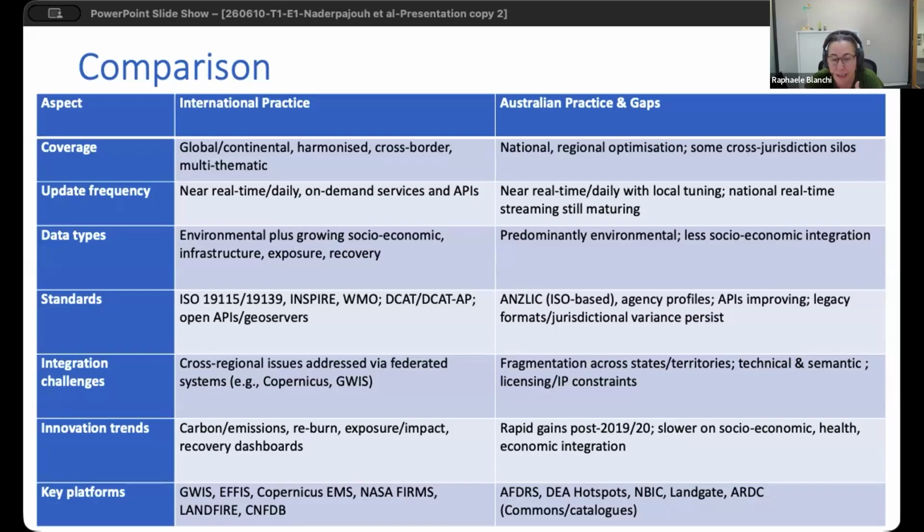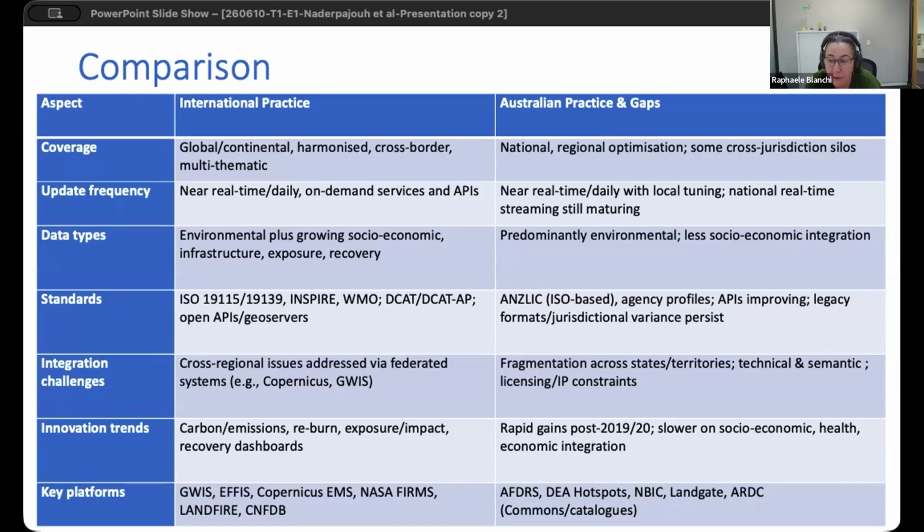A few notes I wanted to mention on data types as well. Both internationally and in Australia, the data that we have looked at that's been recorded or developed into those systems and data sets are strong in environmental information, such as fire location, fire ignition, burnt area, fuels, vegetation, and fire weather.